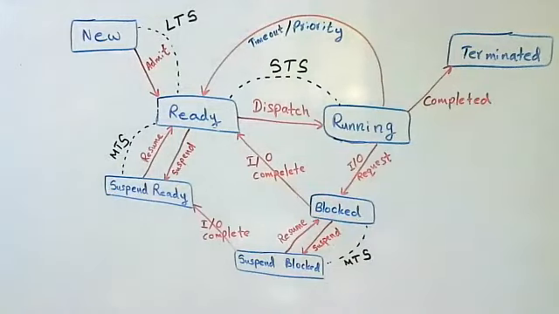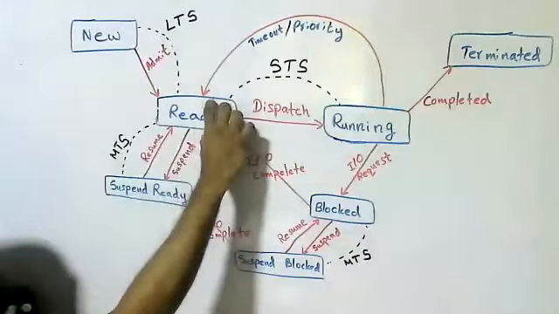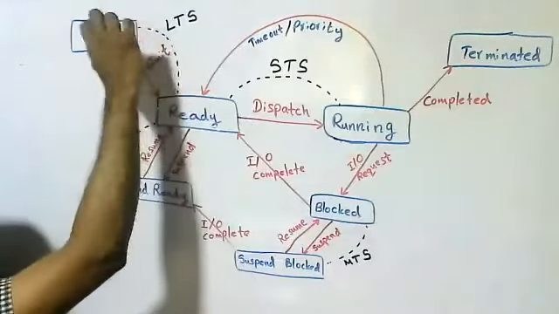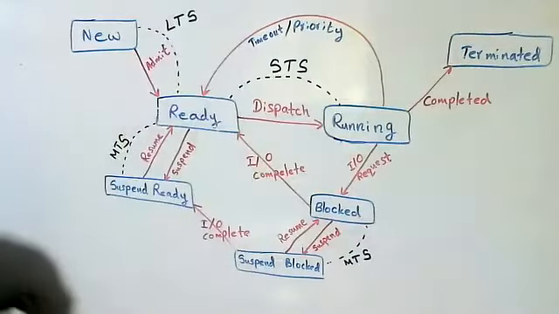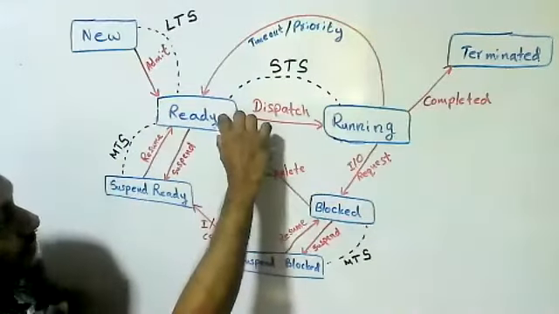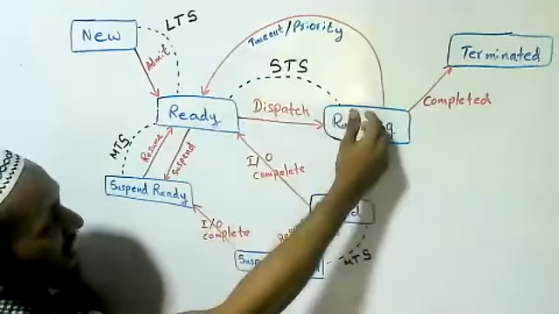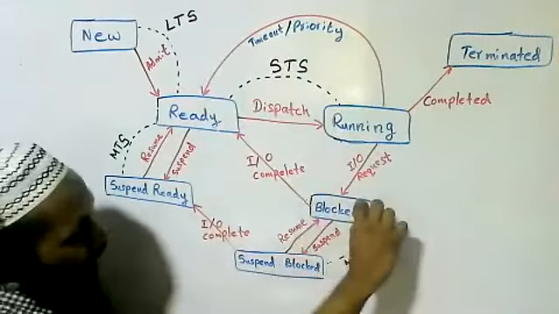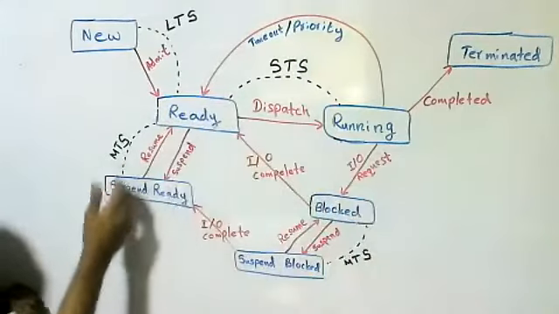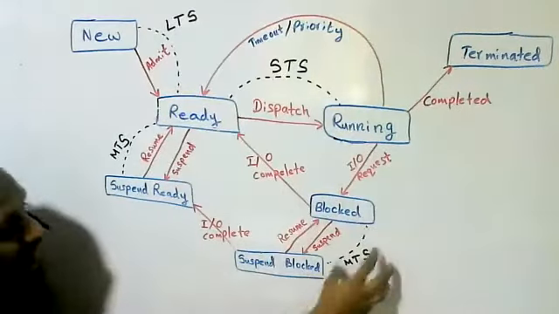Don't you have a question like that? Yes? LTS is already scheduled, new to ready, no? Processes in the new state are admitted to the ready state by the LTS, the long-term scheduler. Processes in the ready state are sent to the running state by the short-term scheduler. Processes in the blocked state or ready state are sent to suspend ready or suspend blocked by the mid-term scheduler.